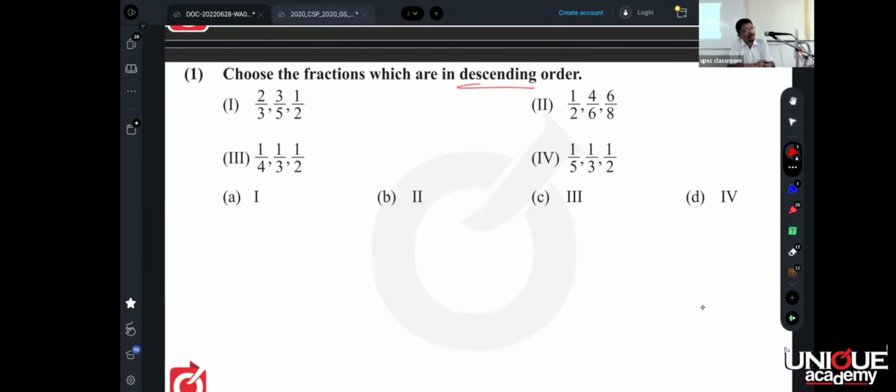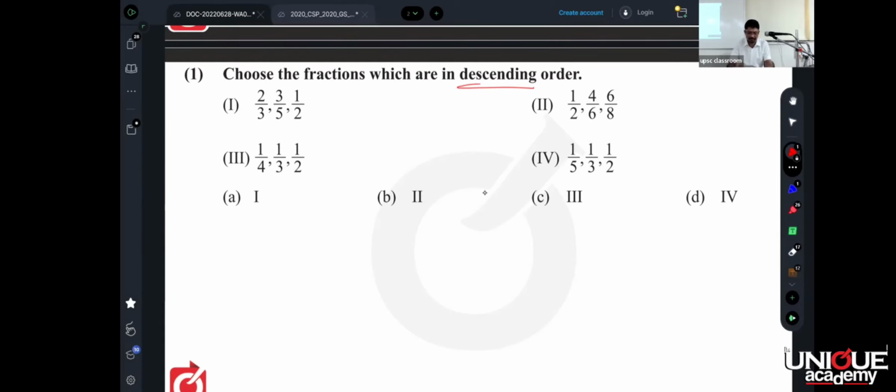So first set, second set, third set, and fourth set. Out of these 4 sets, in one set, these are in descending order. What is that set? So here, option A is the answer.